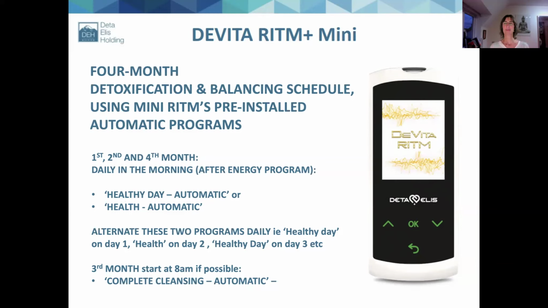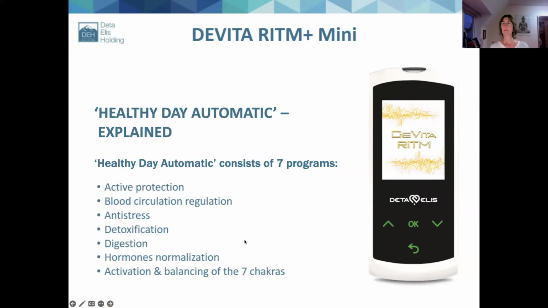And these are the bread and butter of health restoration, because between them, Health and Healthy Day cover most of the body systems and most of the main areas that need support to be able to then heal in a more precise way. So let's just have a look at what these programs contain. Healthy Day Automatic consists of 7 programs.